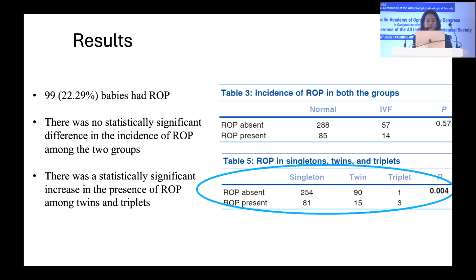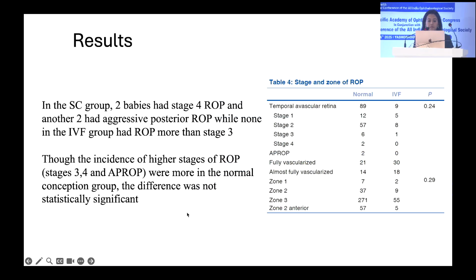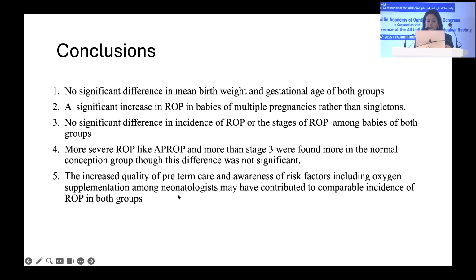99, that is about 22% of these babies, had ROP, but we didn't see a statistically significant difference in the incidence of ROP between the two groups. However, there was an increase in the presence of ROP among the twins and the triplets as compared to the singletons. In the spontaneously conceived group, 2 babies had stage 4 ROP and another 2 had AROP, while none of the babies in the IVF group had ROP more than stage 3. Though the incidence of the higher stages of ROP, that is stage 3, 4 and AROP, was more in the normal conception group, the difference was not statistically significant.